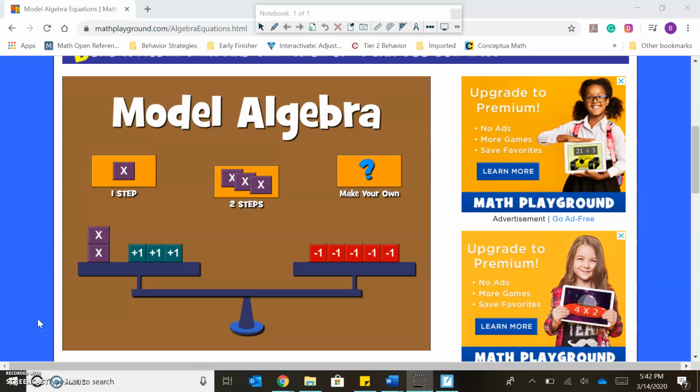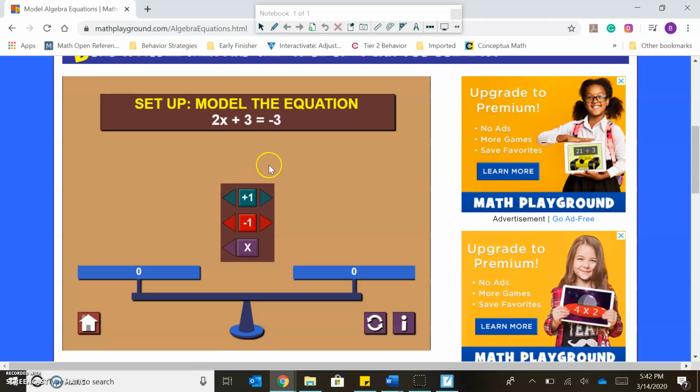I am going to show you how to use the online manipulative for two-step equations. When you click on the link for the manipulative, it's going to take you to this screen right here, and you will need to click on two steps. Alright, so first it says to set up and model the equation.